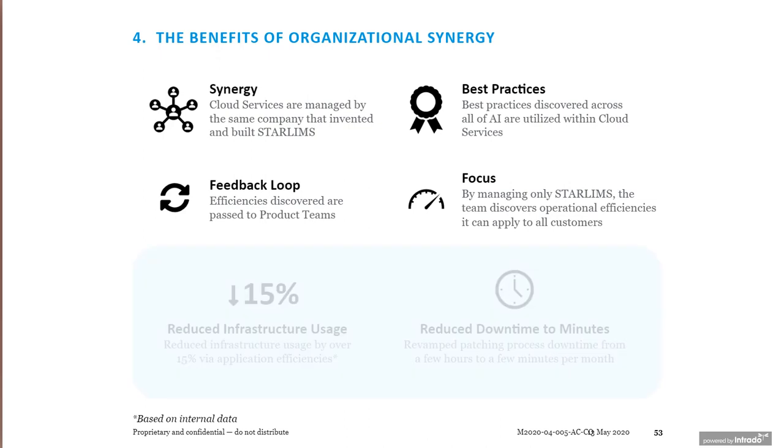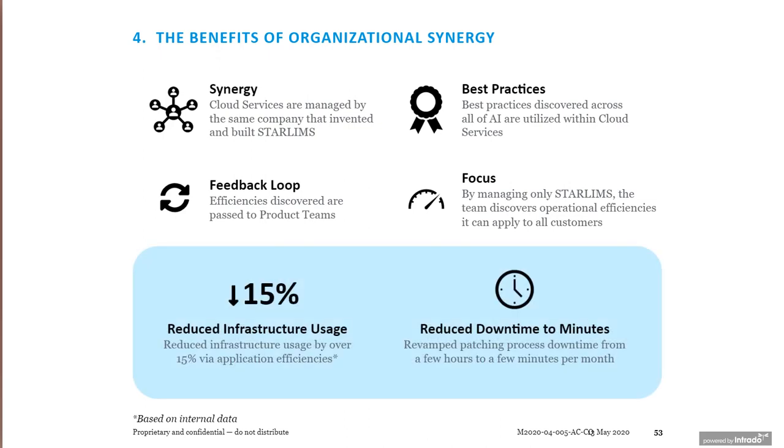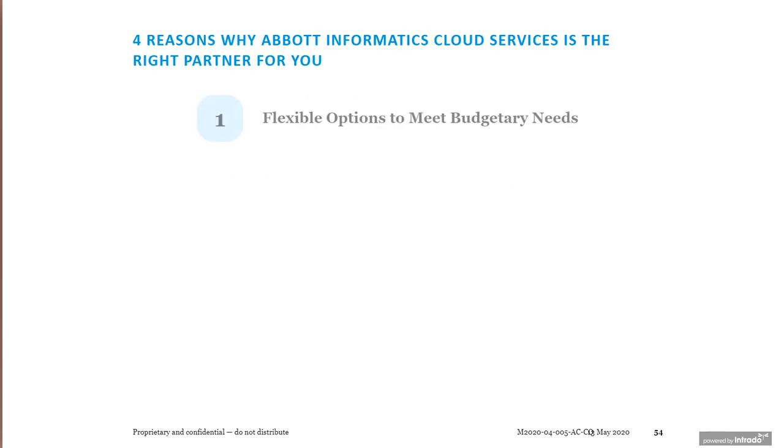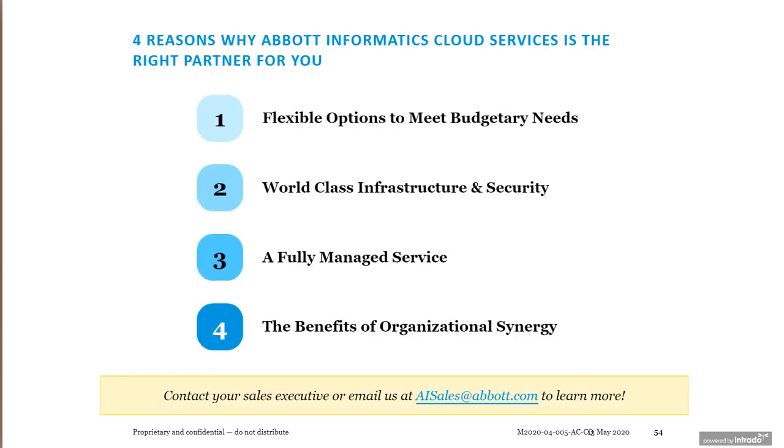So just to give you an idea of the benefits of this, in the last year, the team has been able to reduce the infrastructure usage by 15% by optimizing the application through various methodologies. Another benefit they were able to offer our customers: in the past, it would take a few hours for the system to be down every month to do patching and other kinds of updates, but they were able to apply automation to revamp that patching process from a few hours down to a few minutes per month, allowing less downtime for our customers.